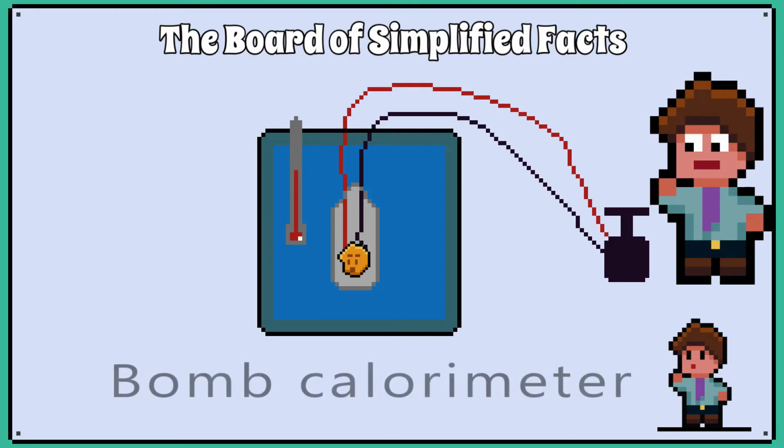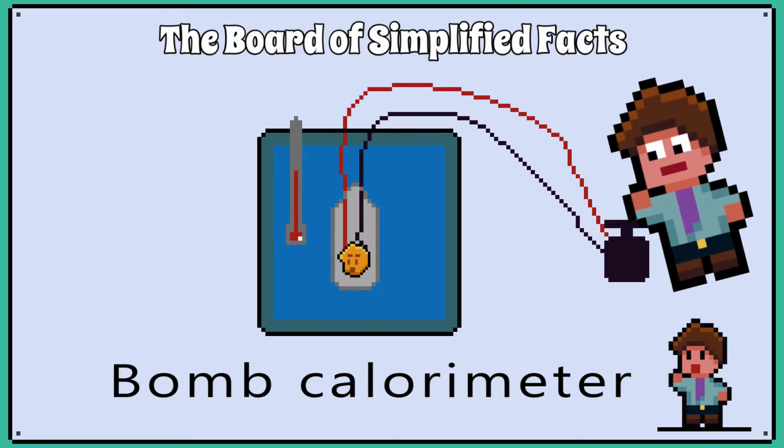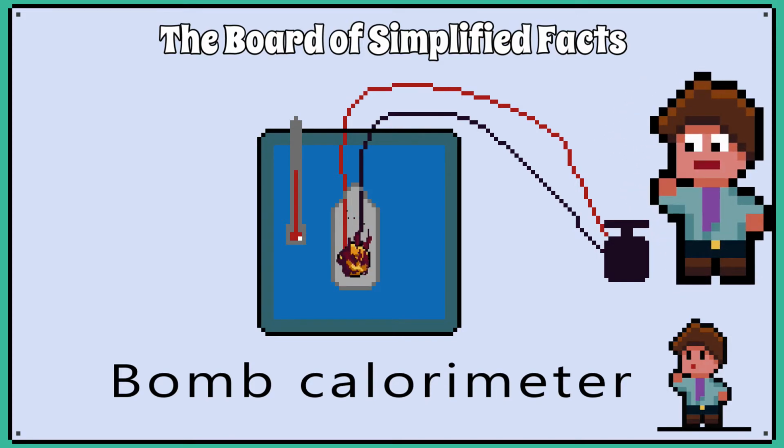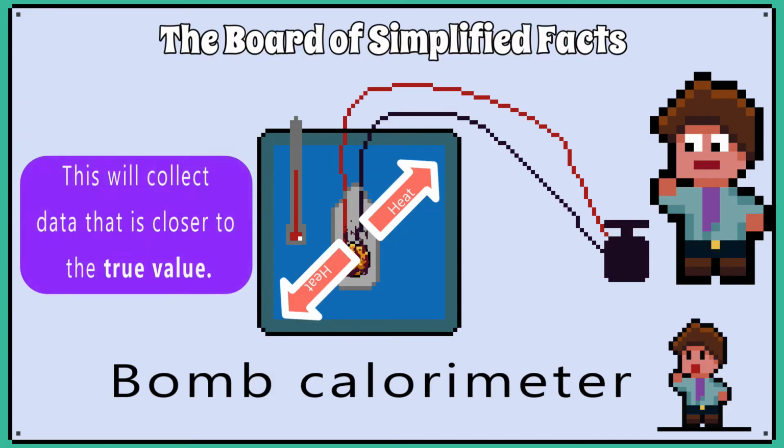In the food industry, they use a bomb calorimeter to measure the calories in the food. A bomb calorimeter has the food contained in a vessel, which can be remotely ignited. The vessel is surrounded by water, which is insulated and has a temperature probe inside. This means nearly all the heat energy released from the food is transferred into the surrounding water, and we get a measurement that is closer to the true value.